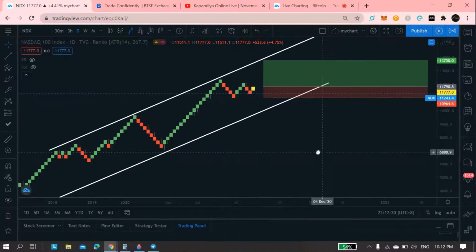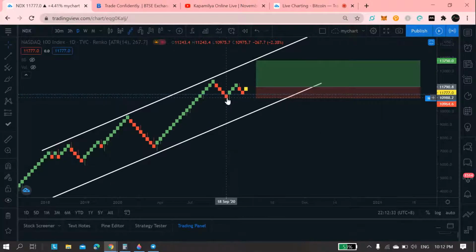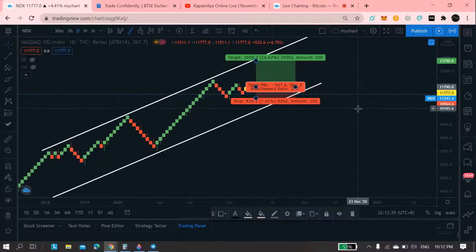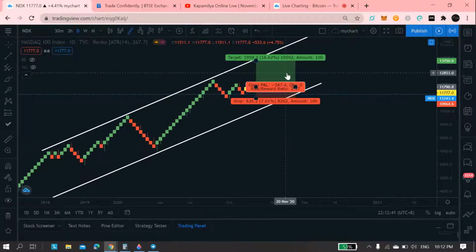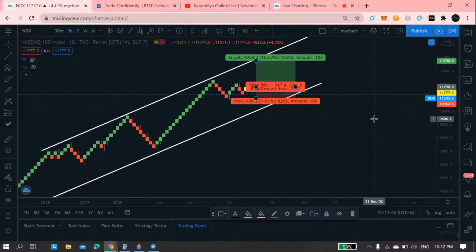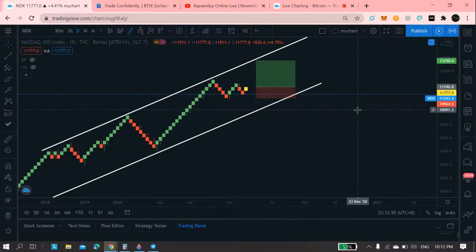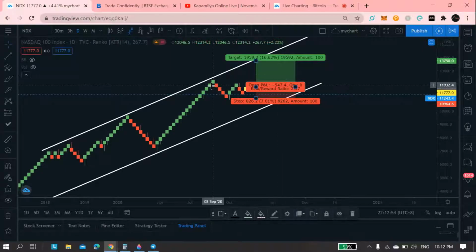around the previous support of around 10,900. So actually that's a possible risk reward of 2.37. So I might possibly go long. So let's see. My possible target is 13,750. The previous all-time high around the 12,000 something, 12,300 using the Renko chart.